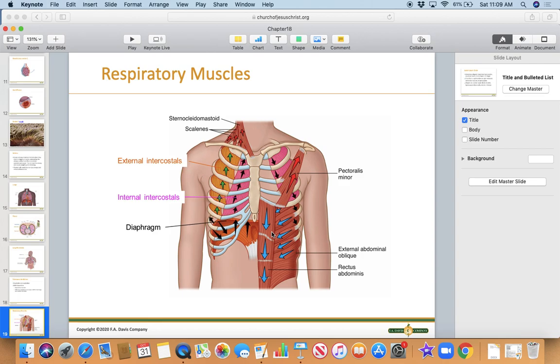And then for forced expiration, so normally expiration is a passive process. We just let these muscles relax, and as they relax, the thoracic cavity is going to get smaller. That increases the pressure in the lungs and makes the air flow out. But for forced expiration, like coughing or something, the rectus abdominis is involved, and the external abdominal oblique. They're both involved in that. That will compress your abdomen and force more air out of the lungs.